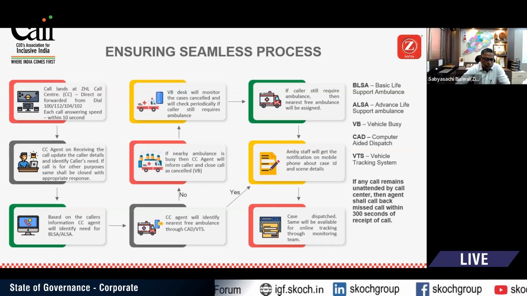So once we receive a call, we take down minimum details of the patient and we look for the nearest ambulance on the GPS, and the nearest ambulance is dispatched for the patient. En route, we have a vehicle visit desk which monitors the travel of the ambulance so that it reaches in real good time. And in case our ambulance is not able to reach, we inform the patient that we are not able to reach for whatever reason. All the calls are recorded, all the movement is recorded, everything is tagged electronically.